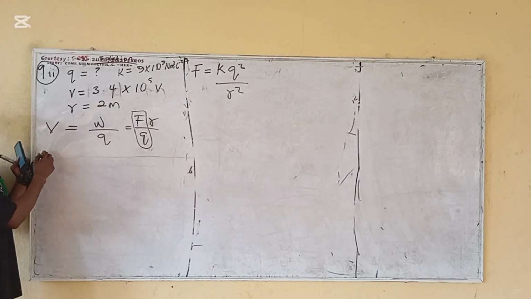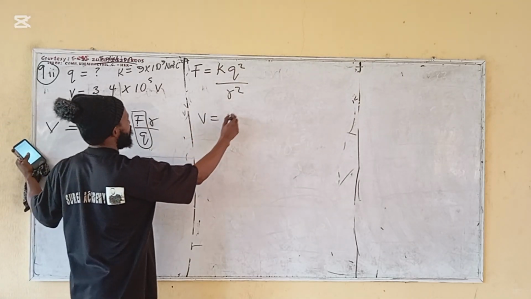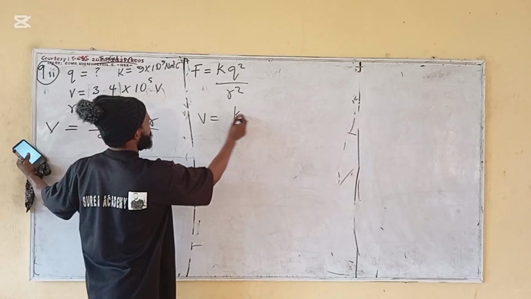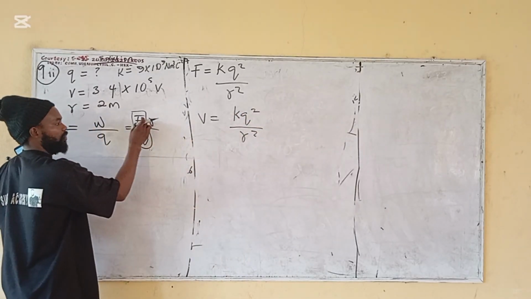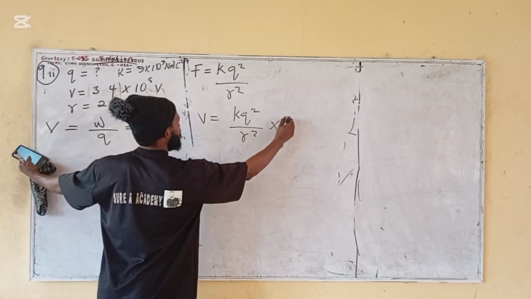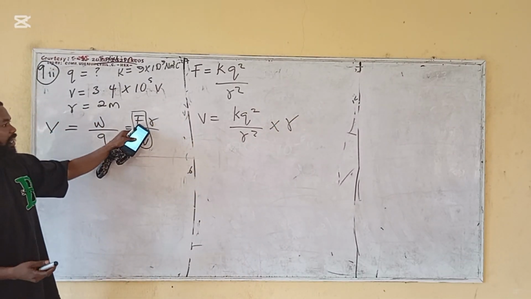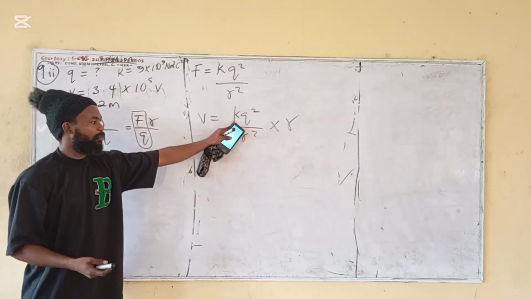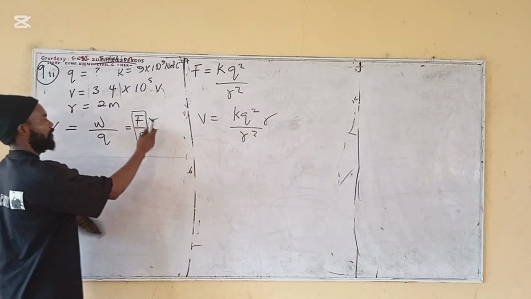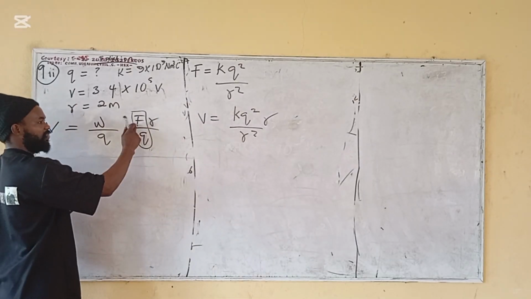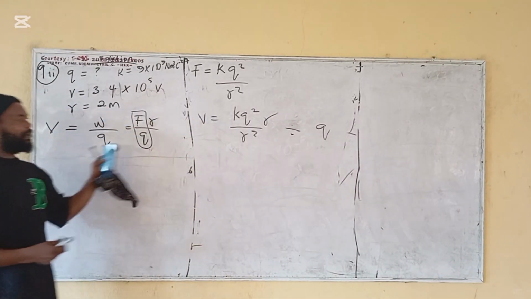That means that V is equal to F over Q. Let's solve for F: F is KQ squared over R squared. Times R, so that I have R cubed. Everything over Q, divided by this Q. I'm leaving that Q so that you don't come and put it here; once you put it here, it becomes plenty.